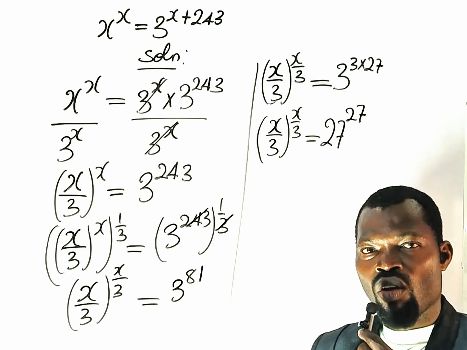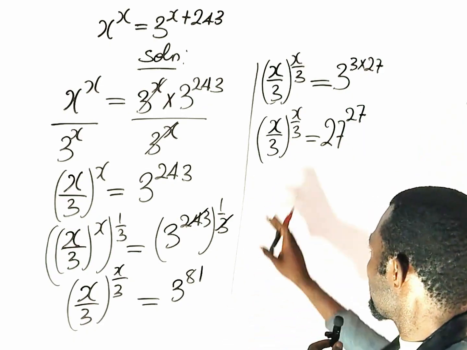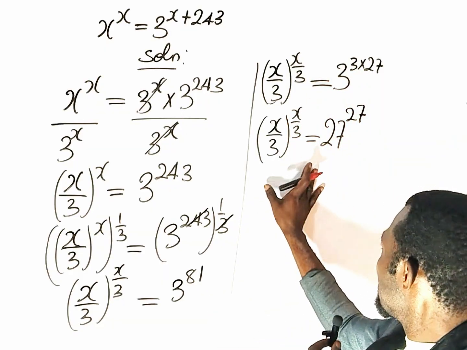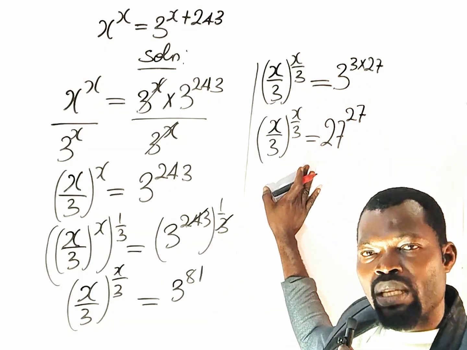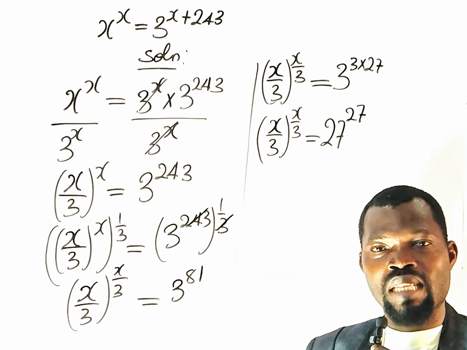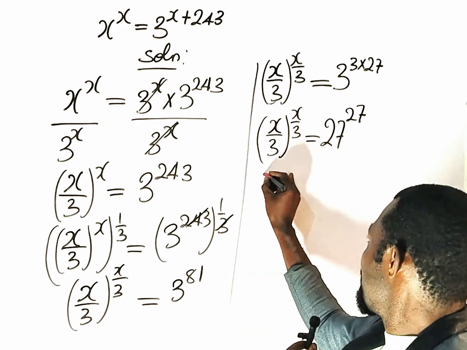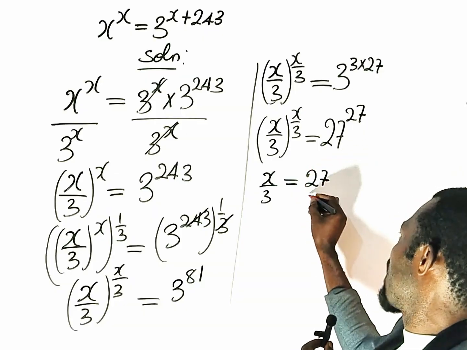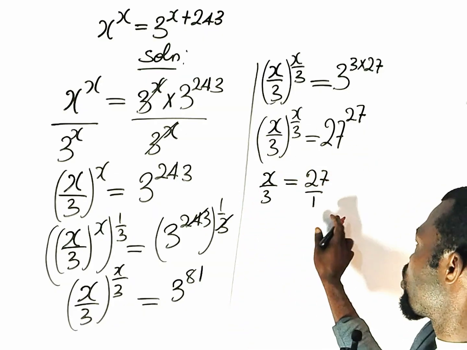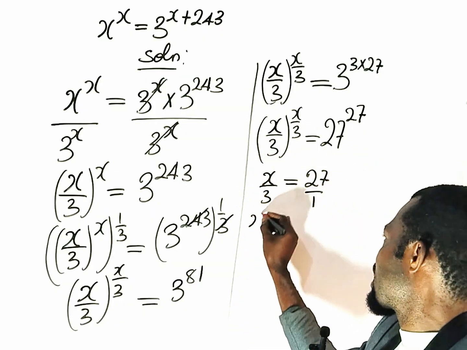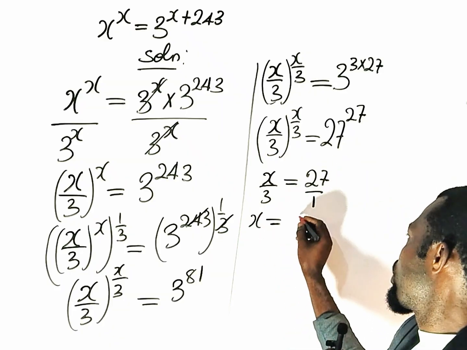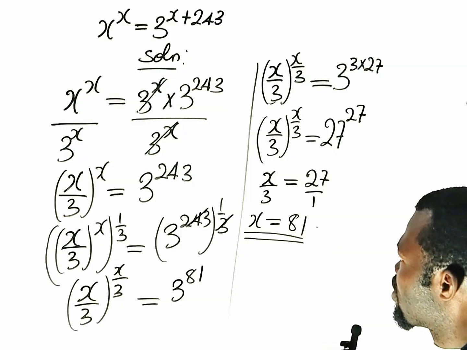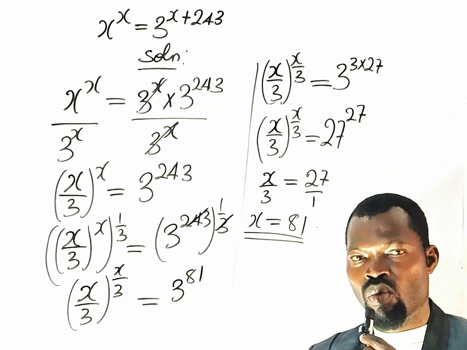Now, on both sides of this equation, the base and the exponent are equal. We simply equate either the base or the exponent because the equation is now symmetric. So we have x over 3 is equal to 27, and this is over 1. We cross multiply, x times 1 is x. 3 times 27 is 81. So the value of x in this equation is 81.